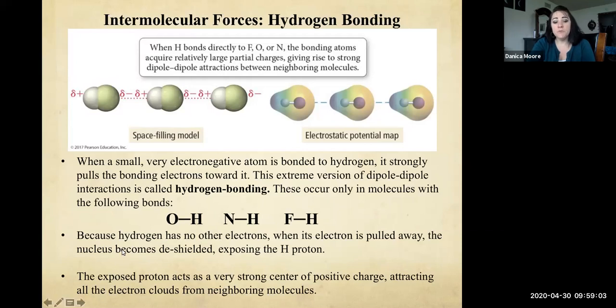And again, we talked about the reason why these are so strong is because hydrogen only has that one electron, and when it's being pulled really hard by nitrogen, fluorine, and oxygen, who are all extremely electronegative, it essentially exposes that proton, right? So it acts as a very strong positive charge, which allows for more attraction from neighboring electron clouds. Does that make sense, guys? Yeah. Cool.